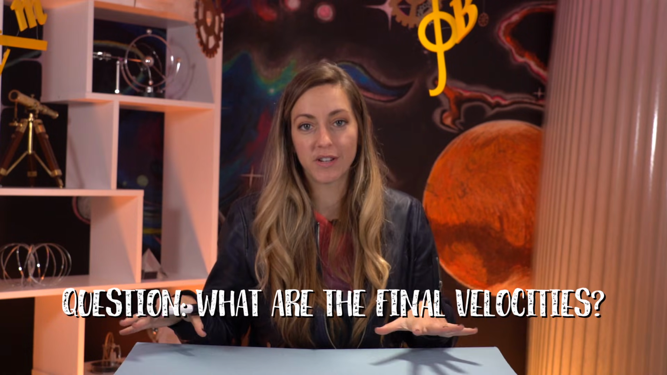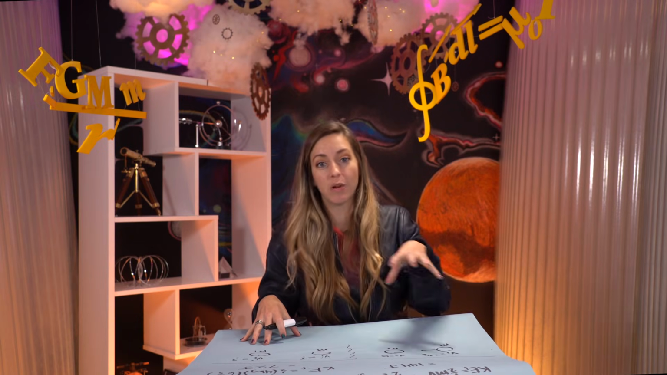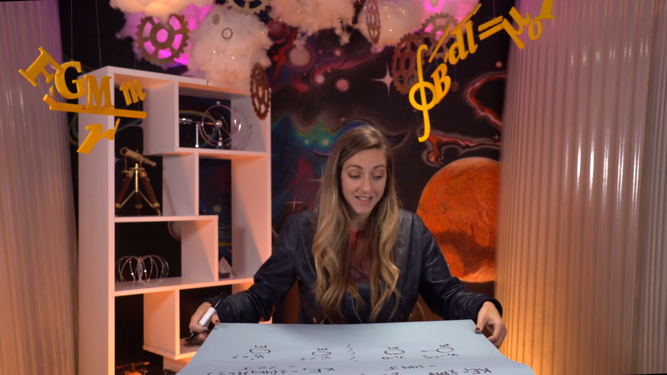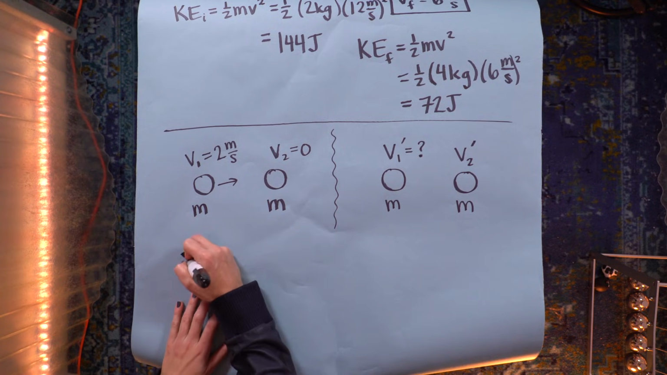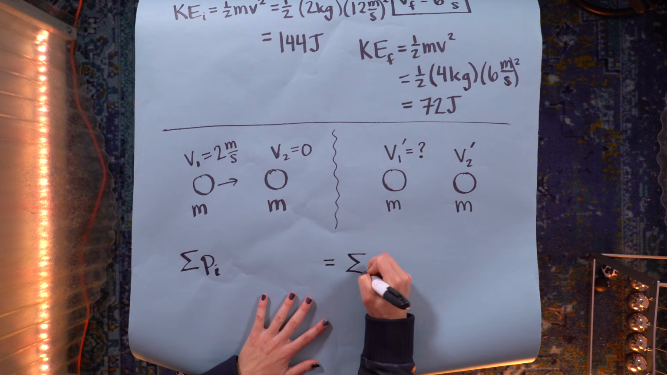Let's use conservation of momentum first. The momentum of both balls before equals the momentum of both balls after. So we write that mathematically like this: my initial momentum equals my final momentum.